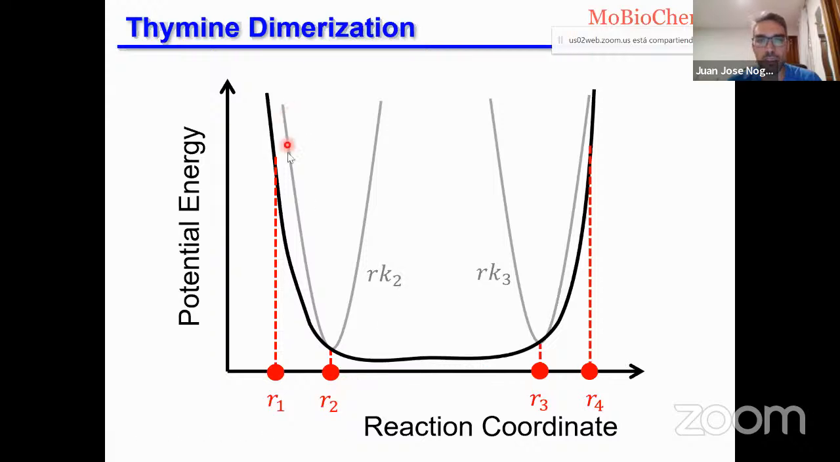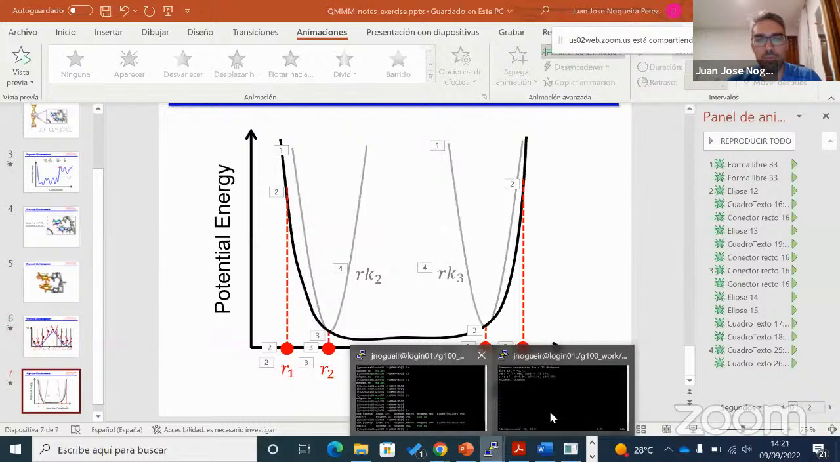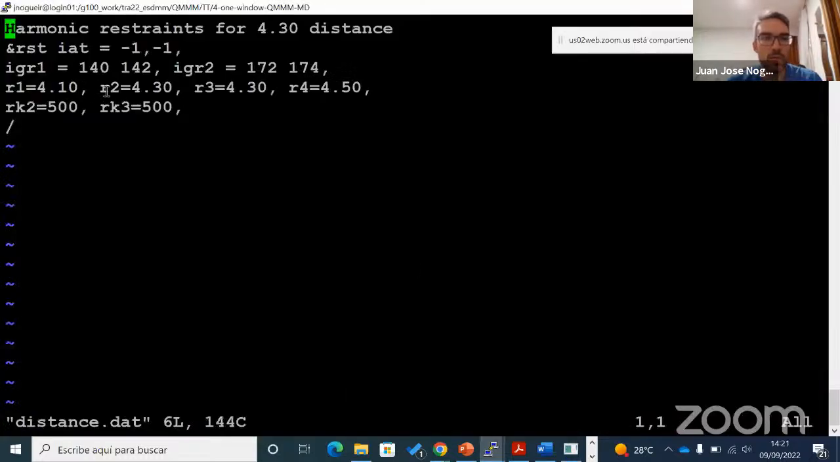And in order to have the same slope here as here, we choose the force constant K2 to be the same as the force constant K3. Okay, under these conditions, the same force constant and the same equilibrium distances, we have a simple harmonic potential. And this is what we have in the input file, right? We have the same equilibrium values, 4.3, because we are in the first window, and the same force constant.